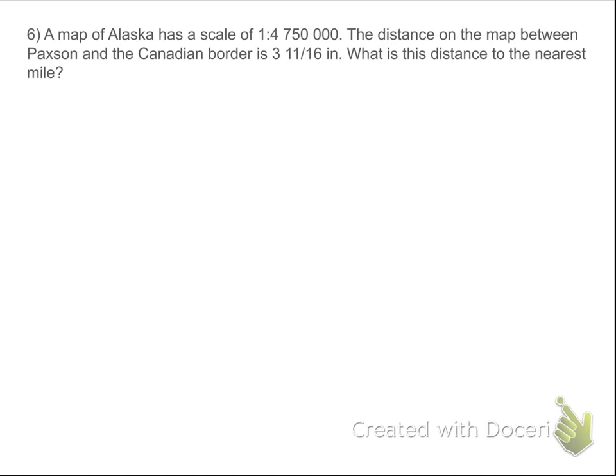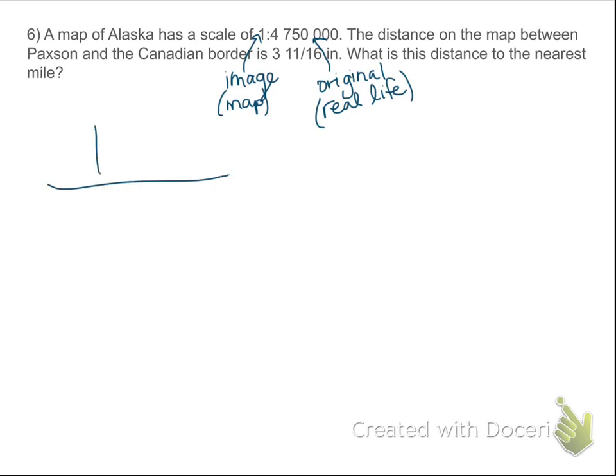So if you remember from grade 9, we talked about these scales, and the first part of your scale was always the image or the picture, which in this case would be the measurement on the map. And then the second part of your scale is always the original, which in this case is the distance in real life. So again, we could set this up in a proportion if we wanted to. So we know that 1 unit on the map is the same thing as 4,750,000 units in real life.